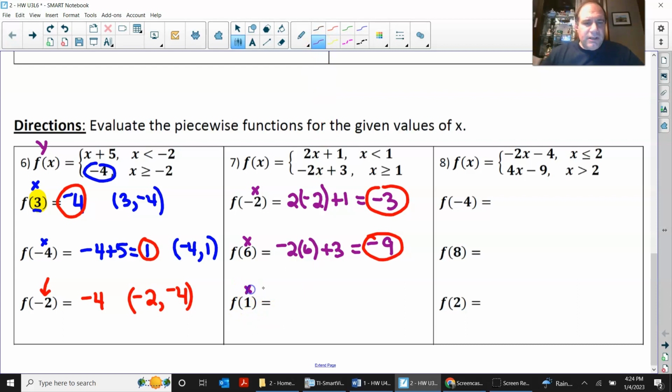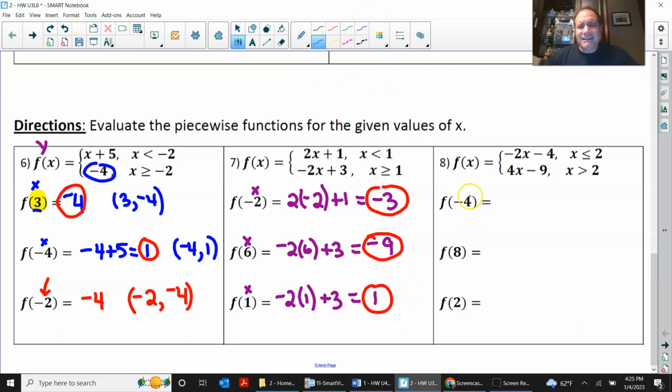When x is 1, is 1 less than 1? No. Is 1 greater than or equal to 1? Yes. So I'm going to use that second function again. Substitute the 1 in for x. And I have -2 times 1 plus 3, which is +1. And that is my answer.